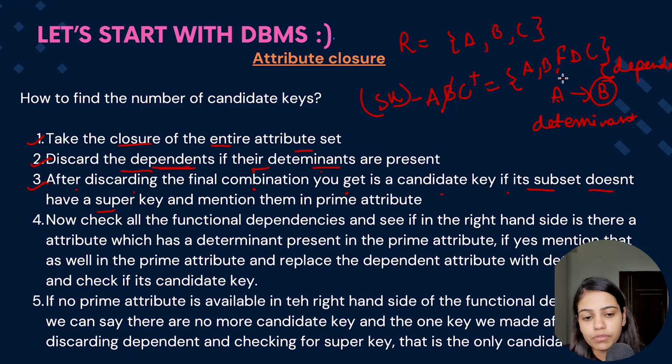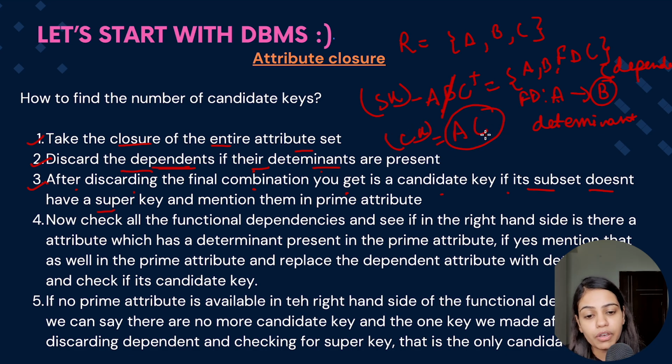From that super key, we will go to the functional dependencies which are provided, and there we will see whether any dependent has its determinant present here or not. If the determinant of any dependent is present, then we will discard the dependent. So here we have discarded B. Now we are left with AC. So can we say that AC is a candidate key?